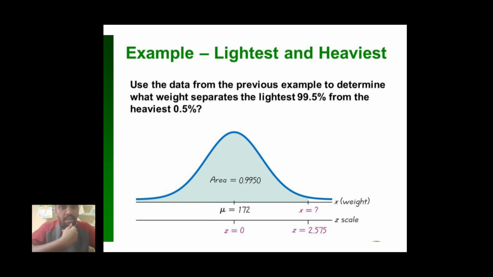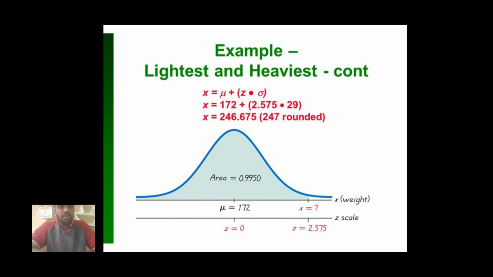Example: lightest and heaviest. Using the data from the previous example, determine what weight separates the lightest 99.5% from the heaviest 0.5%. Here mu is equal to 172, x is unknown, and z is equal to 2.575. So x equals mu plus z times sigma, which is 172 plus 2.575 times 29. It gives 246.675, which is around 247 rounded.